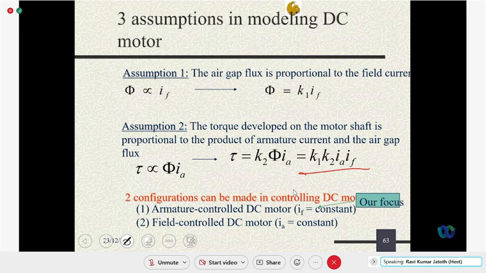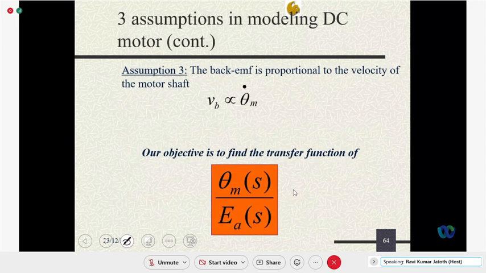In that case, the motors are called armature control DC motor or field control DC motor, depending on IA or IF, right? Now I am assuming IF is constant because I am taking a permanent magnet. So with the field current constant, torque is proportional to IA. So I am mathematically modeling an armature current control DC motor, right?